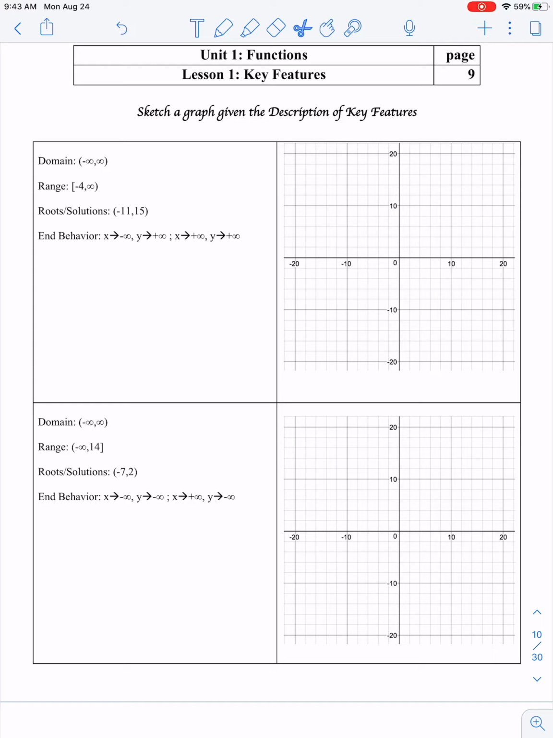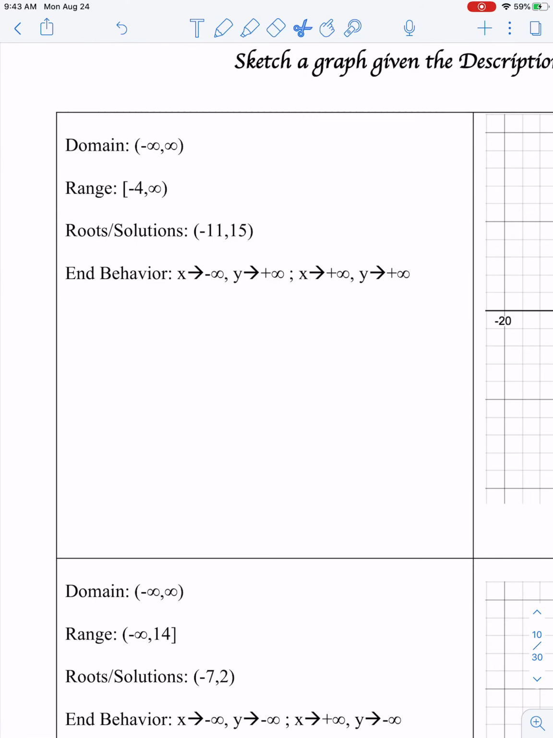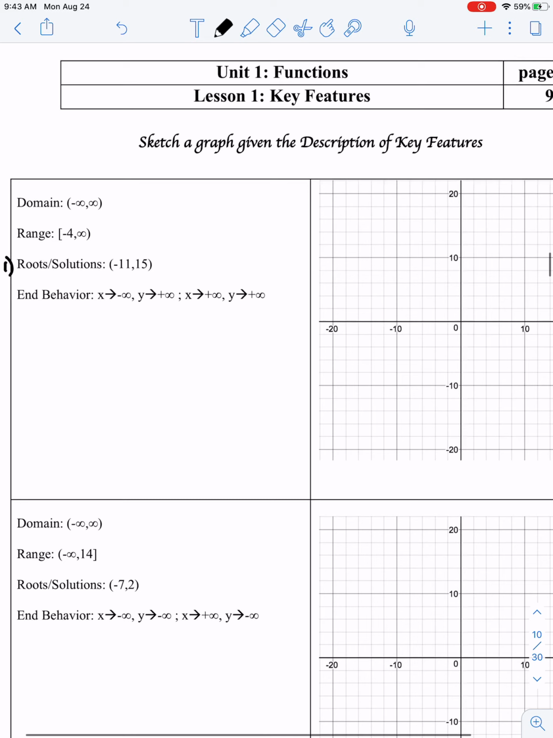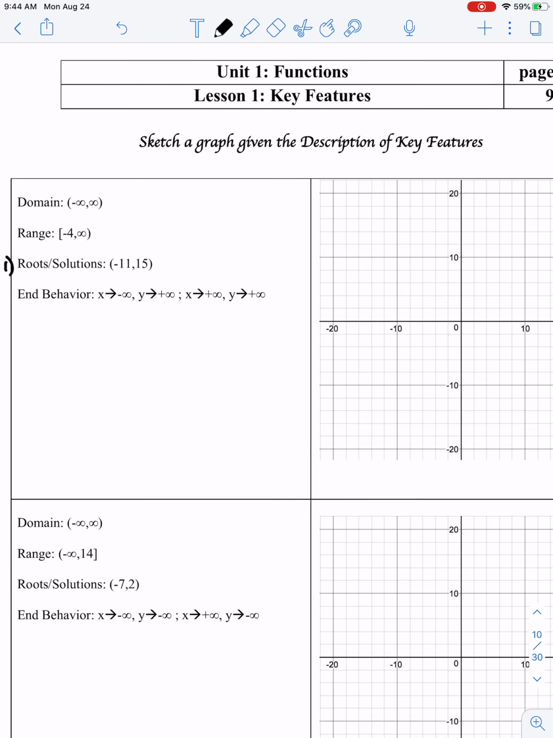So when I do these, I like to make notes as I go along, starting with roots and solutions, right? Because that tells me where the graph is going to intersect the x-axis. So I see it at -11. Be careful here, right? Because each square counts for 2 up, 2 down, 2 side to side. So 2, 4, 6, 8, 10, 12. So it'll be 11, or excuse me, -11 right there.